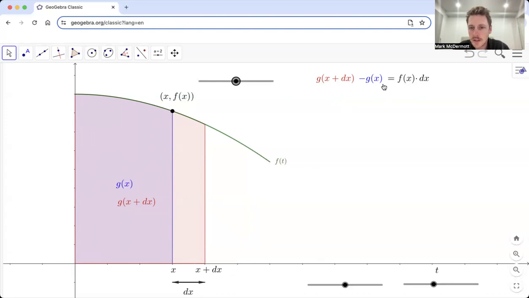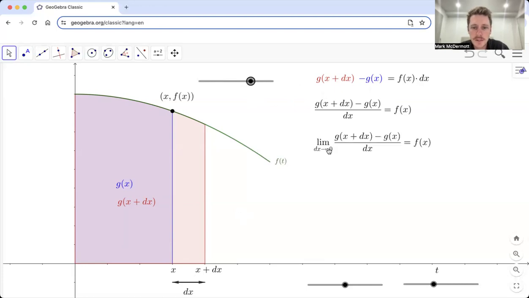What we can do now is divide everything by dx. We're going to divide both sides by dx, so divide by the width of the rectangle. That's going to give us g of x plus dx minus g of x, all over dx, and that equals f of x just by that rearrangement. This might look a little bit familiar.